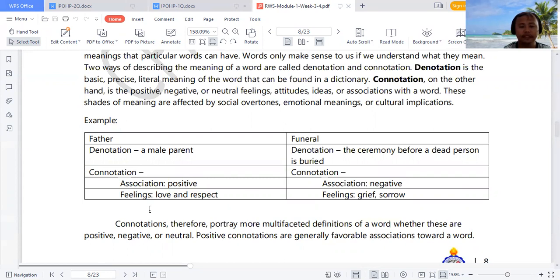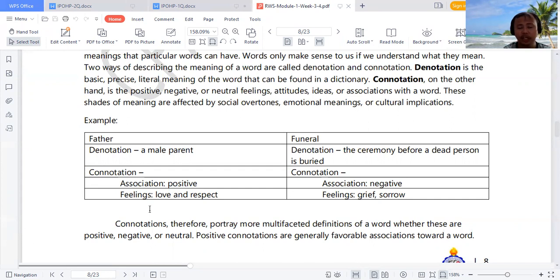Okay, a male parent. Denotation, that's denotation. So when I say a male parent, that is a father. When I say a woman parent, that is a mother. That is denotation, the basic or literal meaning. How about funeral? When I say funeral, the denotation of that is the ceremony before a dead person is buried.